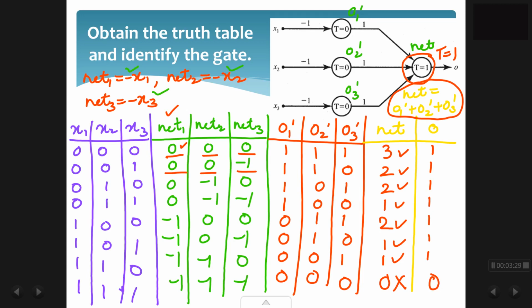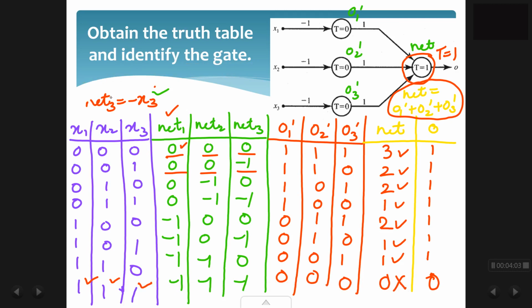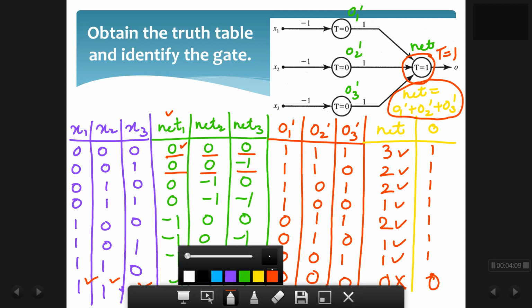So if at all you look at this particular table, it corresponds to which gate? When all the 3 inputs are 1, 1, 1, the corresponding output is 0. So this represents nothing but a 3 input NAND gate. So we have finished this problem. We have to obtain the truth table. This is the truth table and then identify the gate. So at the end you have to write that this is a 3 input NAND gate.